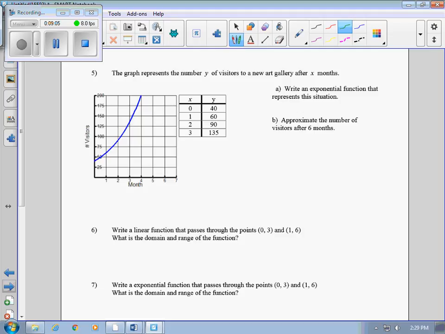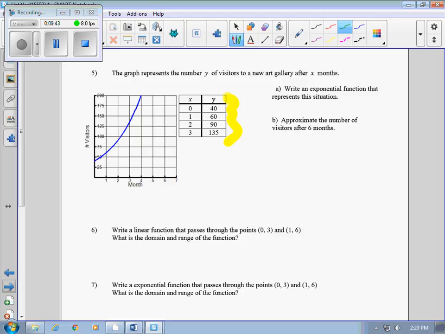Question 5. The graph represents the number y of visitors to a new art gallery after x months. So we have our graph, and we're going to write an exponential function that represents this situation. On our table, we can note that we have an increase: 40, 60, 90, and 135, and our x is 0, 1, 2, 3. So our x started at 0, and at 0 it was already at 40. That's 40 visitors right away.